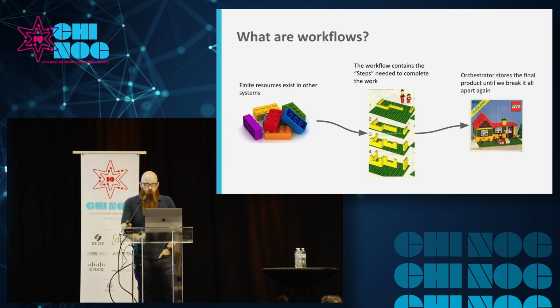All right, so what are our workflows? Really, basically, we have finite resources, right? Numbers, basically integers. All networking is like finite integers, right? IP addresses, VLANs, all ASNs, all that stuff, right? So those are all existing in other systems.